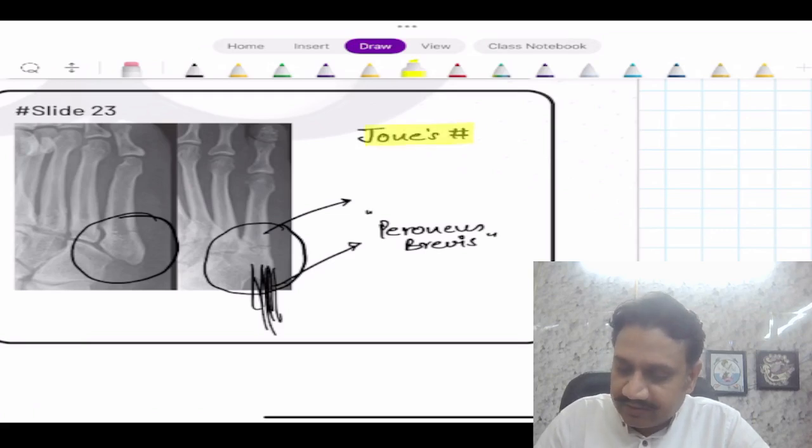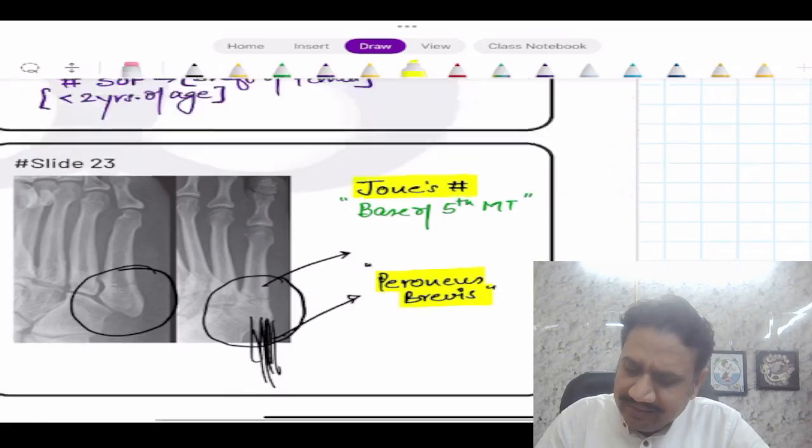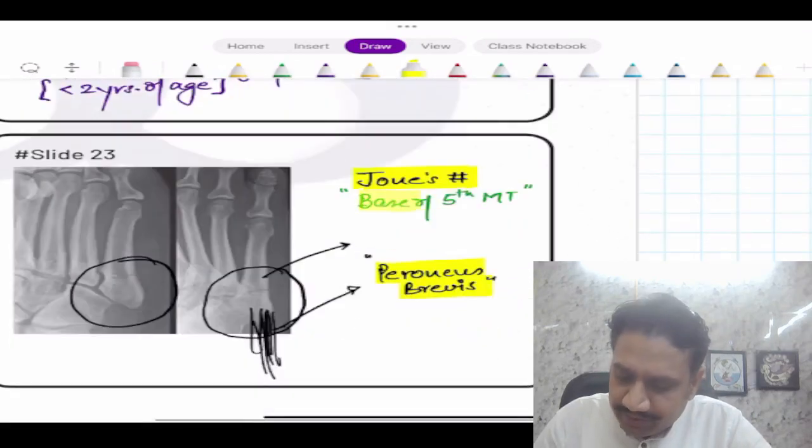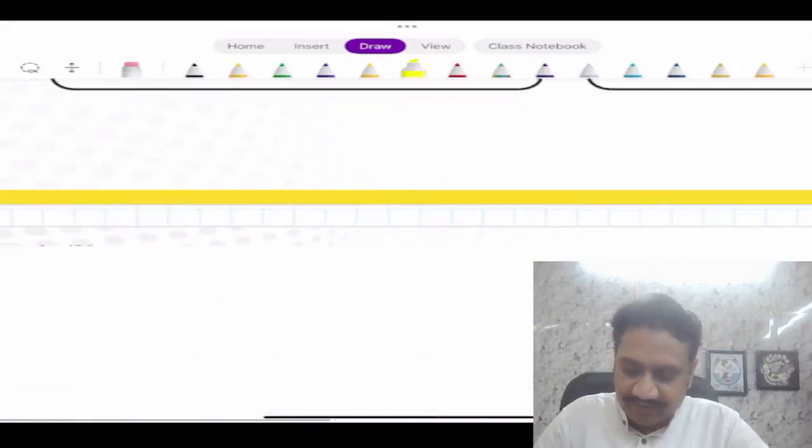So Jones fracture, named after Robert Jones, is the fracture of the base of the fifth metatarsal. The fracture of the base of fifth metatarsal, that is Jones fracture. All right, that will be the Jones fracture.